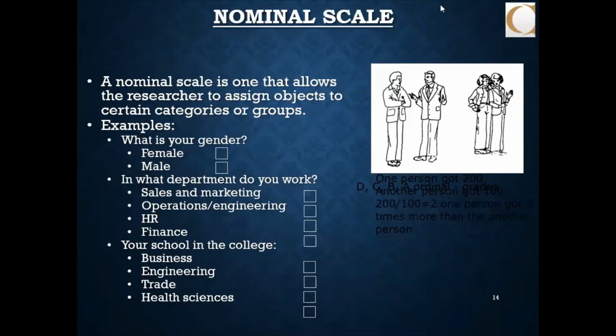So yeah, nominal scales, these are good ones. They allow the researchers to assign objects to certain categories or groups. So this would be good for a census survey. Like, what is your gender? A lot of job applications have these types of things. Female, male? So I'll fill it out. I'll just fill it out incorrectly. So I'll just say male, sure.